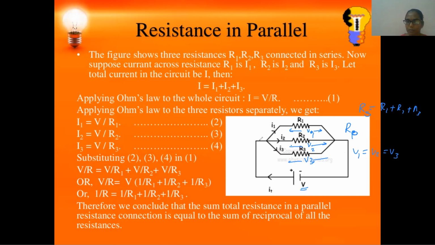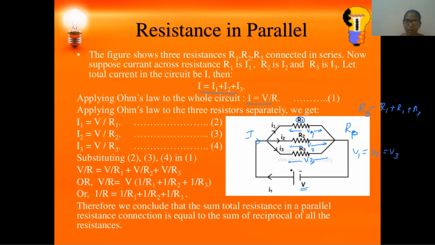But for the current, you can see the total current I is flowing. It will come to this point and divide into I1, I2, I3 based on the resistance value. Okay, how much resistance, that much current will flow through it. So by applying Ohm's law, V equals IR, you know this relation, the total current will be equal to the sum of all the currents of each branch, and I is equal to V by R, you know.